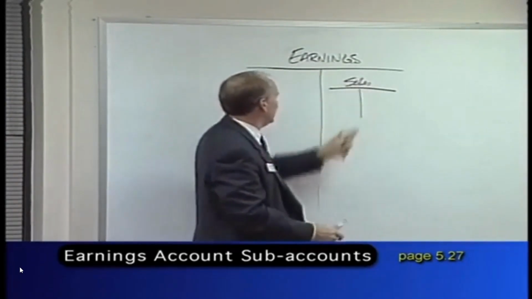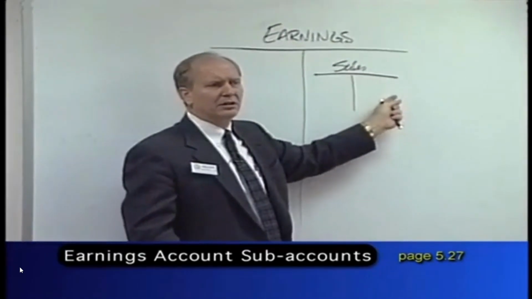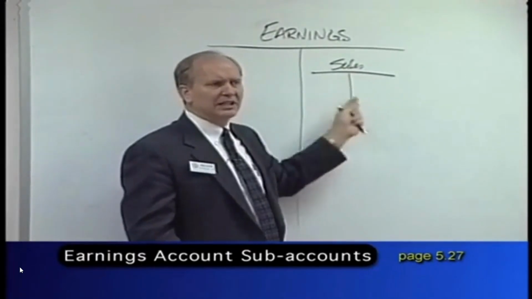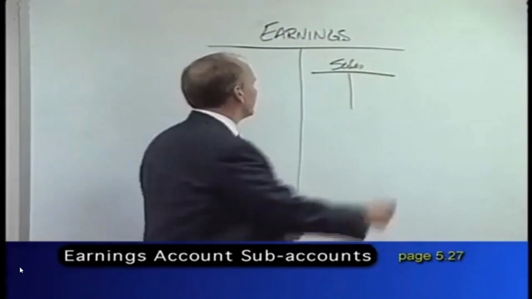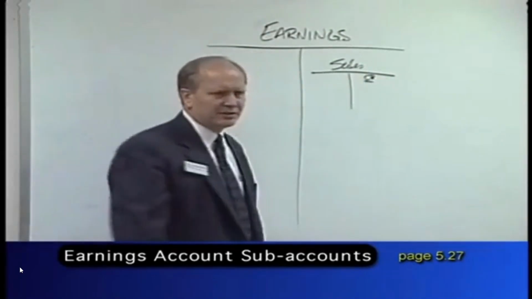We credit earnings and that causes it to increase. So would you expect sales to be a debit or credit account? Credit. Okay, because it's going to show earnings increasing. So most entries are going to be credits in a sales account.